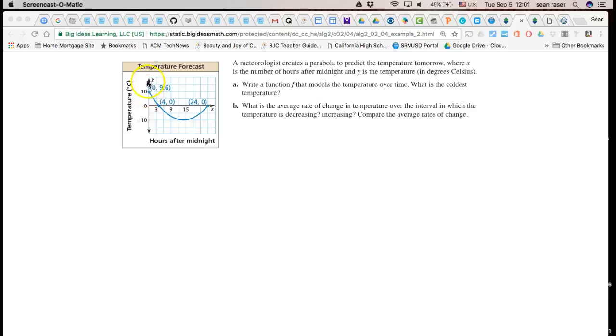So x would be your starting point. x is midnight. And as x increases, that's hours after midnight. So we're going to go from 0 to 24 because it's predicting the temperature tomorrow, so in the next 24 hours. That's why our curve goes from x equals 0 to x equals 24. It's a 24-hour temperature prediction. So x is the hours after midnight, and y is the temperature.